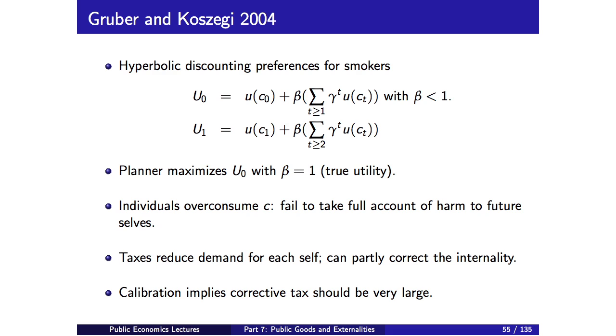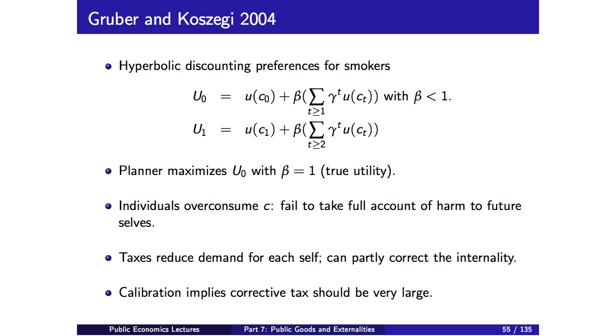So the idea of the beta delta model is the individual is applying this beta less than 1 to the future stream of consumption, but the government, for whatever reason, knows that I want to maximize the present value of utility, taking beta to be equal to 1. So essentially what that is saying is, I think the guy is putting too little weight on the future when he's 20 than he should be, and I'm going to try to fix that, okay?